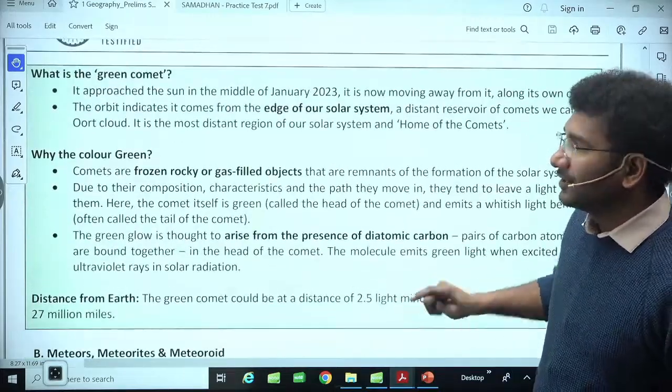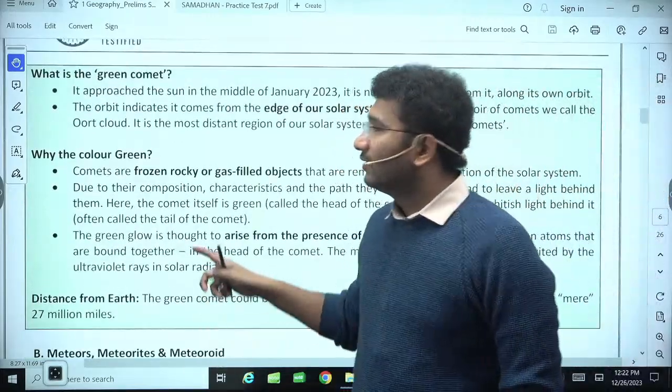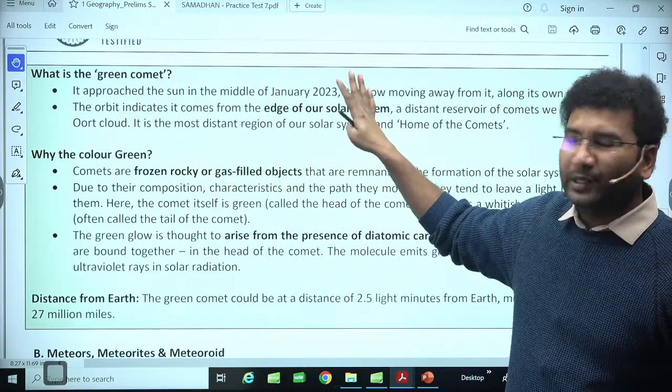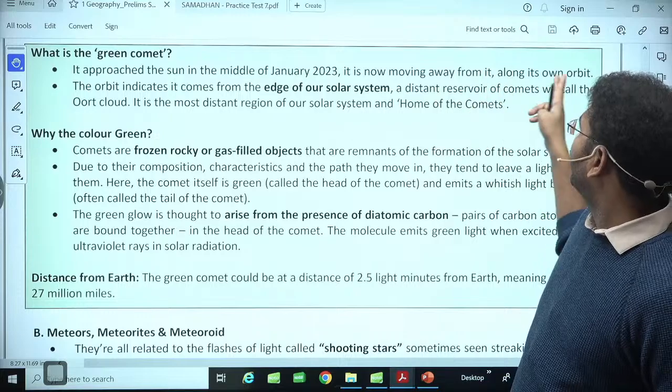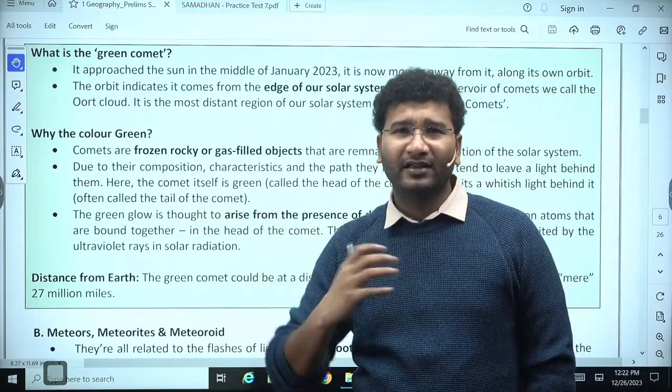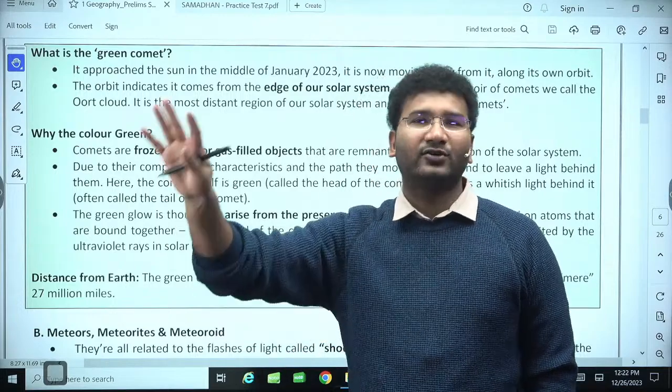See here. Look at this. What is the green comet? It approached the sun in the middle of January 2023. It is now moving away from it along its own orbit. पहले हम estimate कर रहा था ये अर्थ के पास में भी आ रहा है, but लेकिन अब क्या है, it started to move on its own orbit.